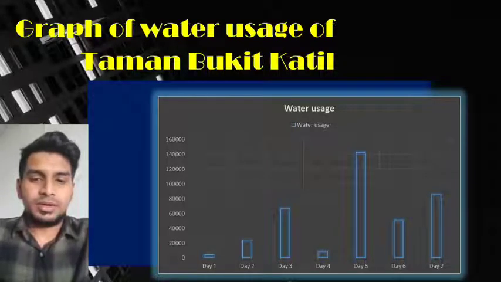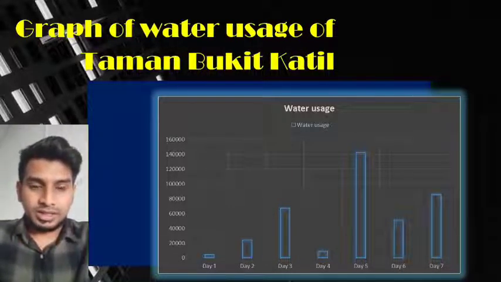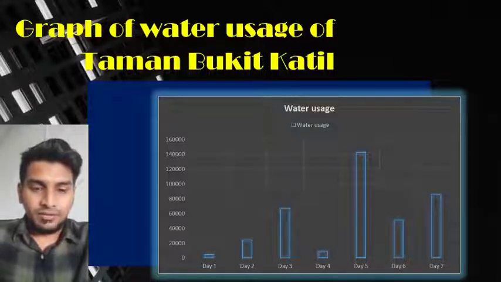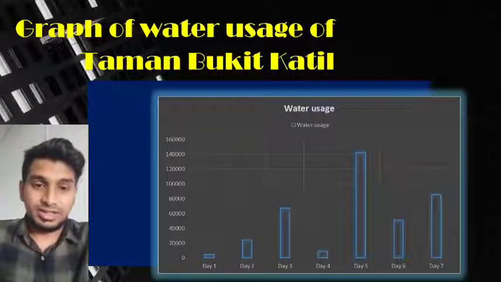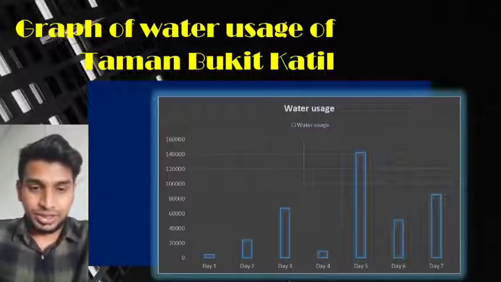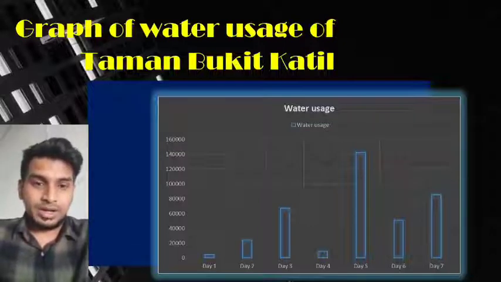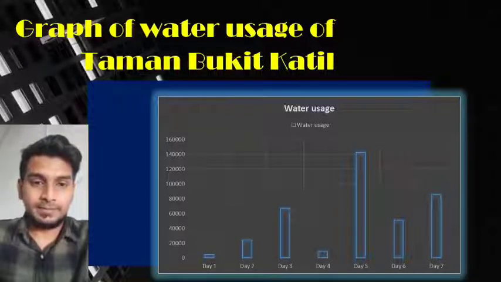Alright, this is a graph of water usage of one of the residents of Bukit Katil. As you can see, from day 1 to day 3 it increased slowly. On day 4 it decreased to below the usage of day 3, but on day 5 the usage of water increased drastically. On day 6 and 7 it was in a minimum range of usage. So as you can see, in the 7 days of water usage, day 5 was the highest and the lowest was on day 1.